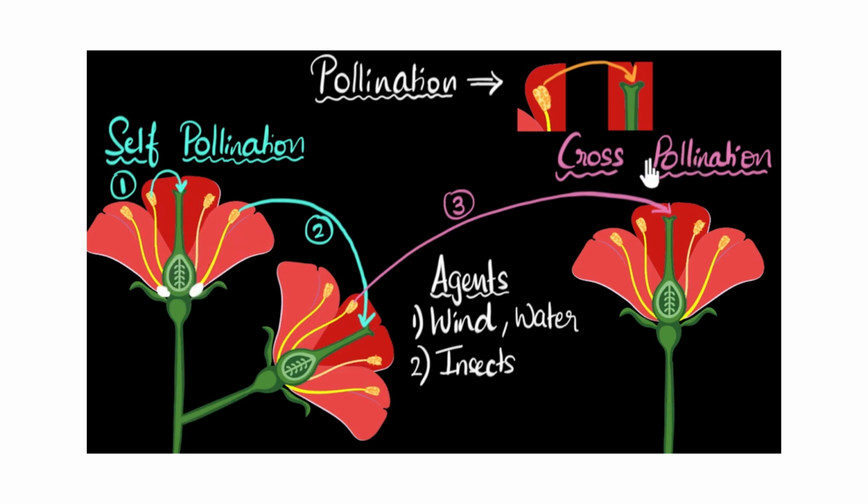And cross-pollination is when pollination happens within two different plants. So from one flower of one plant to a flower of a different plant altogether. And then we saw the agents are basically what causes pollination. The examples of that would be wind and water. And certain insects also help in pollination.